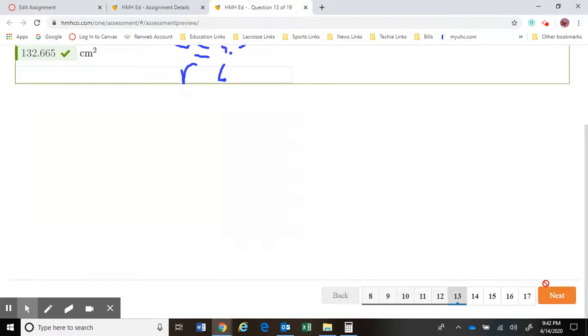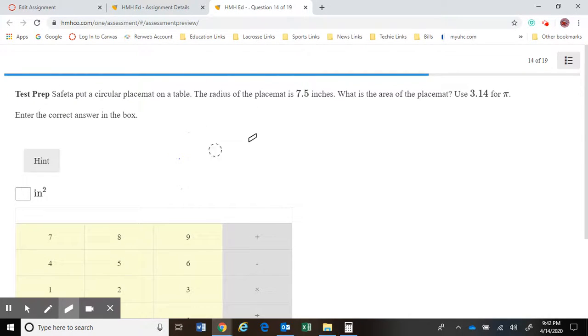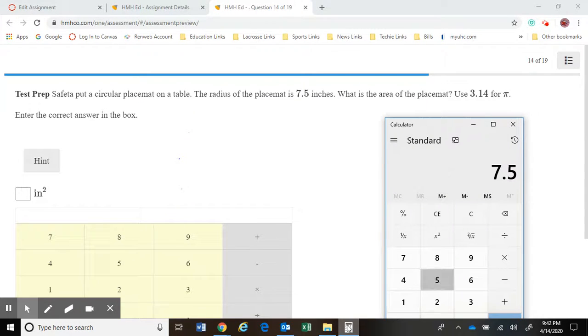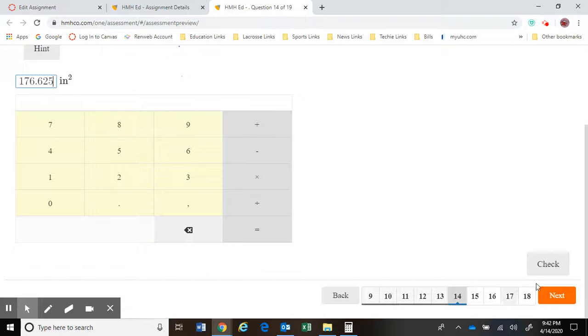All right, question 14. We're getting close to being done. Safita put a circular placemat, gives me a radius. You don't even need to write anything out. Pi r squared, 7.5 times 7.5 times 3.14. Here's your answer, 176.625 inches squared.